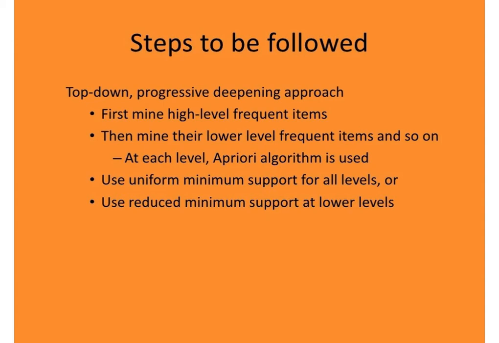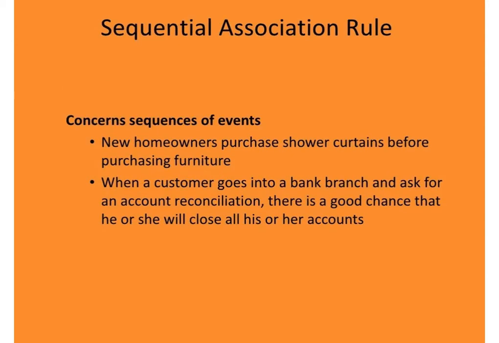Let's take a look at the sequential association rule. Basically, it concerns a sequence of events. For example, new homeowners purchase shower curtains before purchasing furniture, right? Another example: when a customer goes into the bank and asks for an account reconciliation, there's a good chance that he or she will close all of his or her accounts. So that's the sequential association, cause and effect.